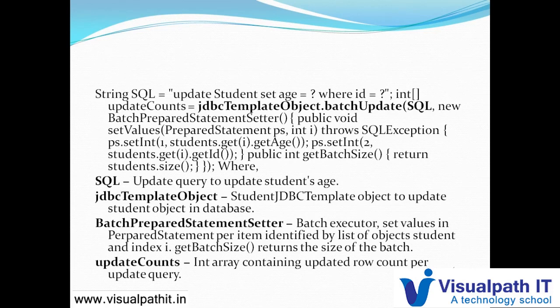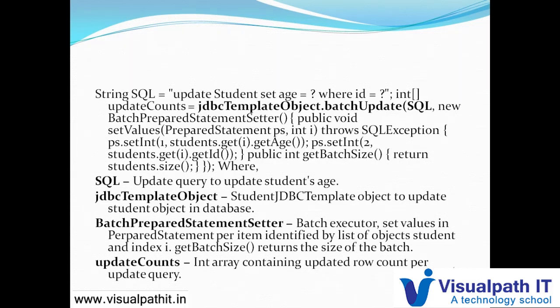This is basically an interface that is passed as a second parameter to the batch update. Here batch update is a method, taking the SQL query and the batch prepared statement setter. This interface has two methods, that is, get batch size and set values. So what is get batch size? That method returns the size of the current batch, and set values is to set the values of the parameters present in the particular prepared statement. So these are the two methods that we need to use.